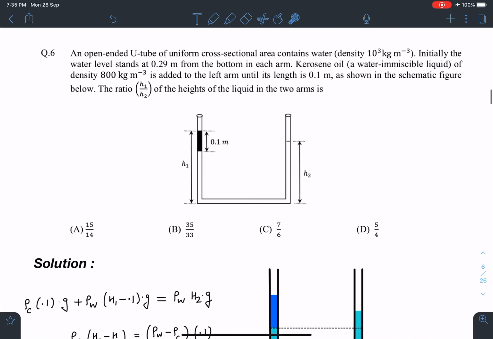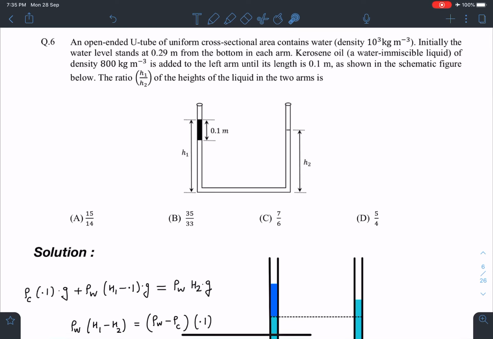Question number 6. An open-ended U-tube of uniform cross-section area contains water. Initially, the water level stands at 0.29 meter from the bottom of each arm. Kerosene oil, a water immiscible liquid of density given, is added to the left arm until its length is 0.1 meter as shown in the diagram. The ratio H1 by H2 of the liquid in the two arms is.